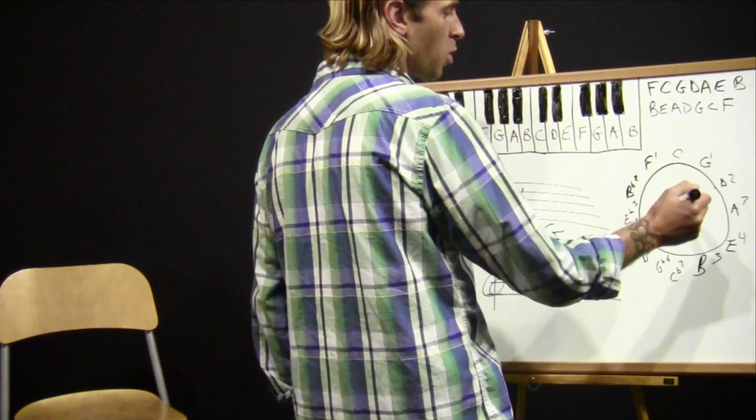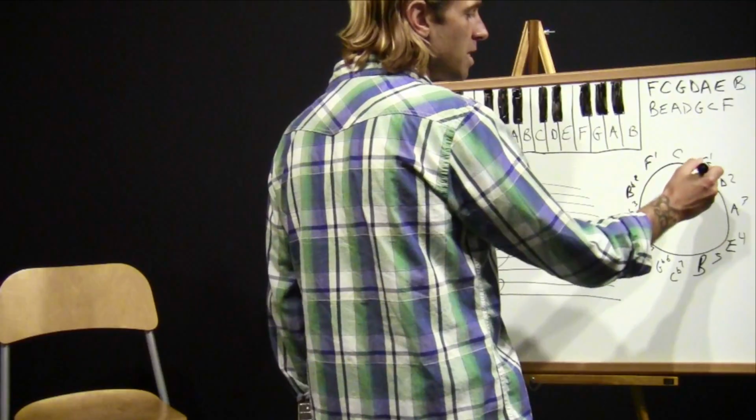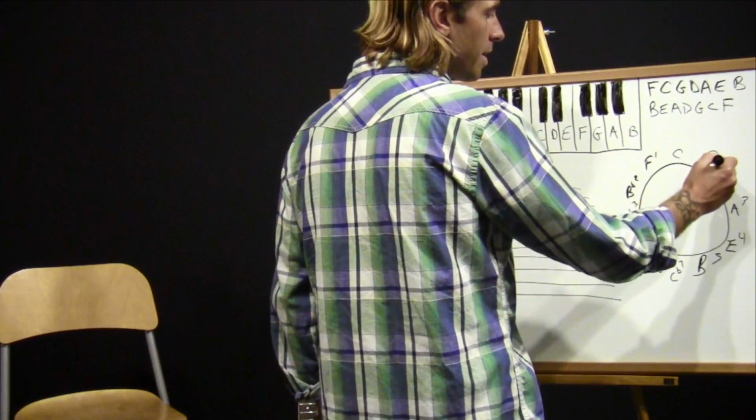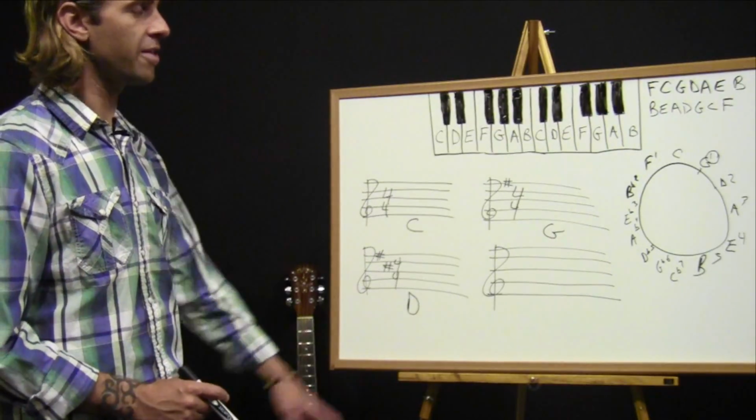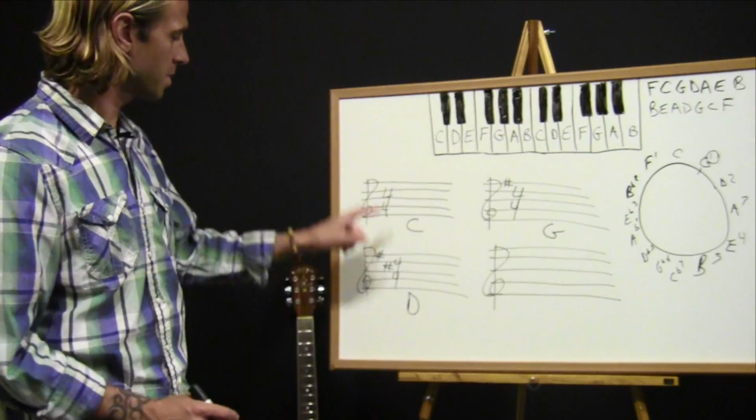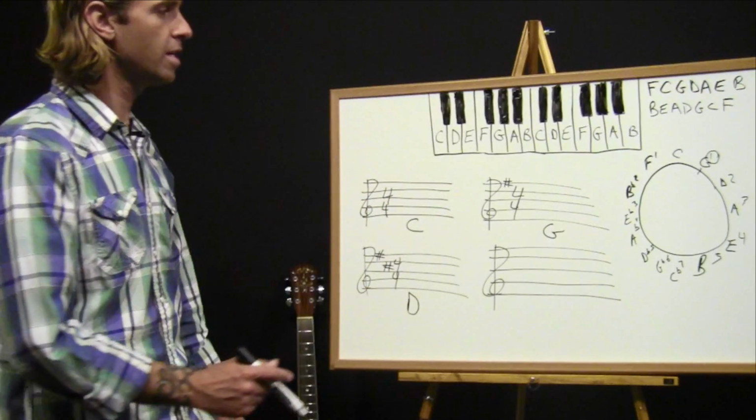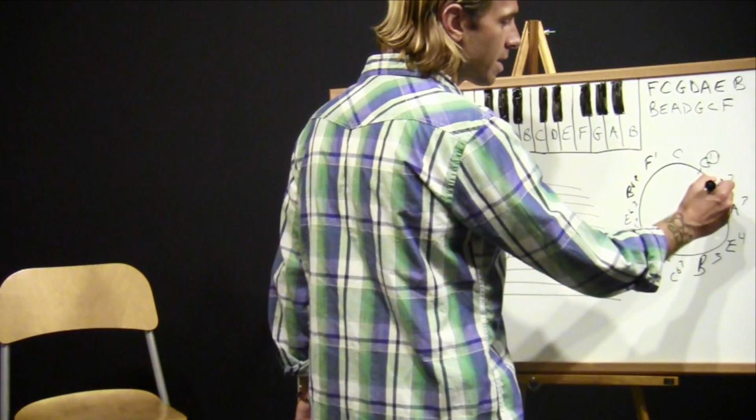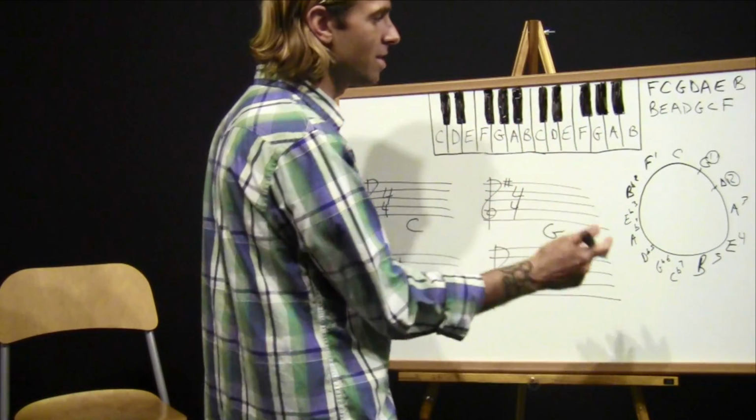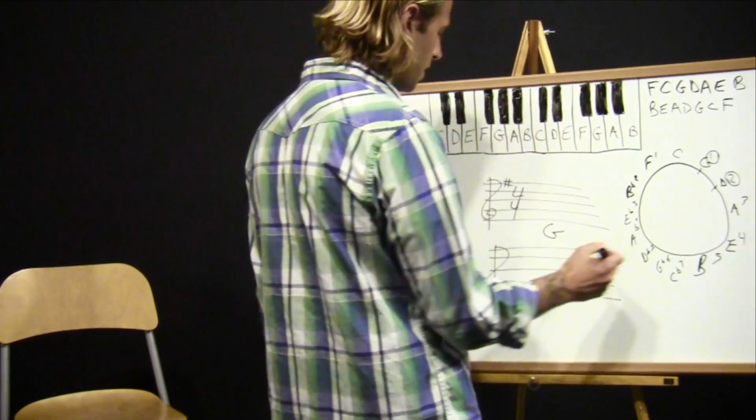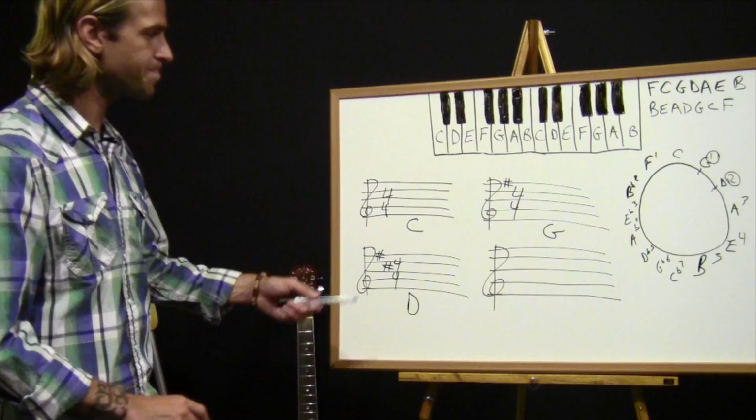So if C is at 12 o'clock, if you move over to G at 1 o'clock, there's a little 1 symbol next to it, okay? That tells us that it has 1 sharp in it, that being the F sharp that we saw earlier. If we move to the 2 o'clock, the D, there's a number 2 there, because it's at 2 o'clock on the clock there, 2 sharps, and that's going to be F and C.